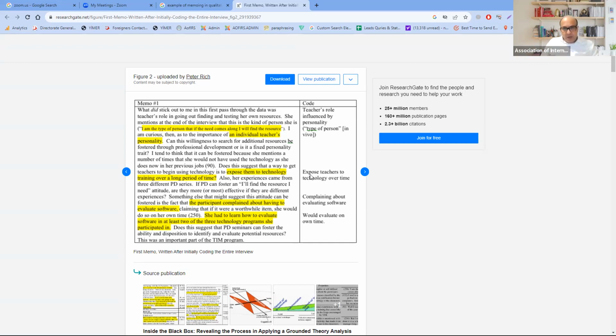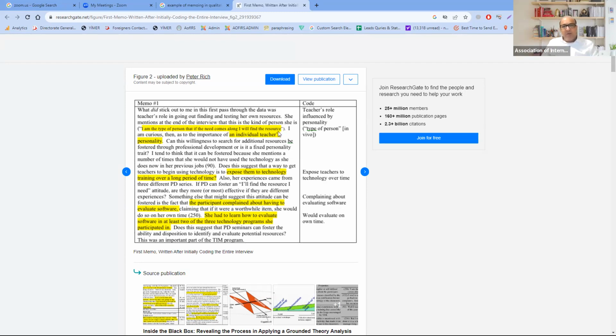With this second one, you could see it is saying expose teacher to technology over time. So these are short forms of the more information that is coming out of the detailed text on the memo side. So there is another code that is expressing exposure of teachers to technology over time. So it is basically answering or creating a relationship between more of the information to do with the identifiable objective of your research. Third one, complaining about evaluating software. So this is the third code.